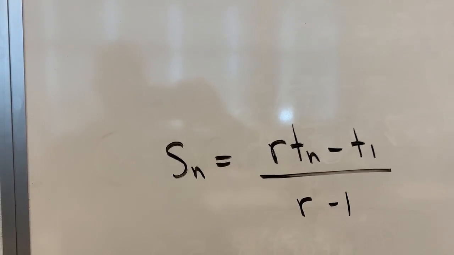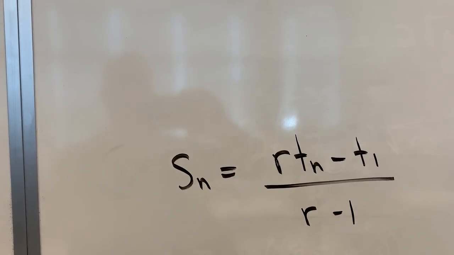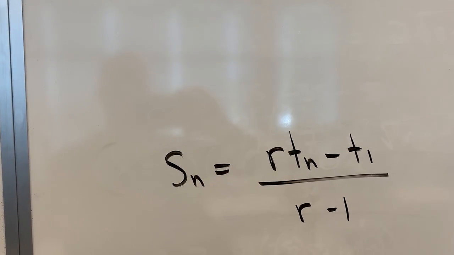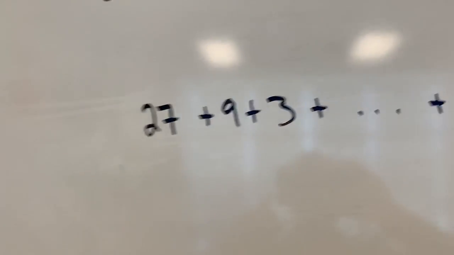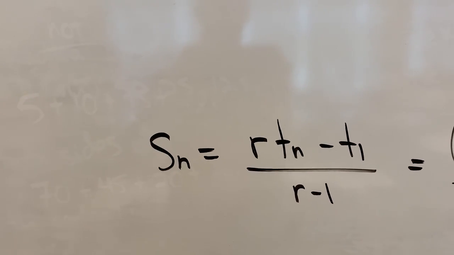As long as I have the ratio, which we just said, as long as I have the last term I'm adding and the first term I'm adding, I can use this particular formula here. So it sets up perfectly for this question. If I say, okay, Sn equals r tn minus t1 over r minus 1.